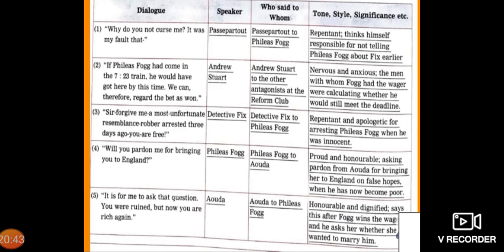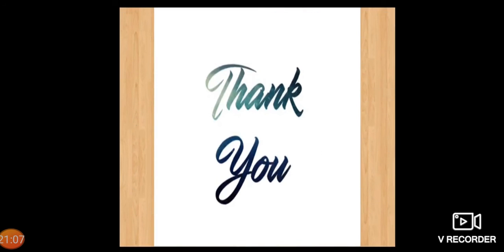he has now become poor. Last one, it is for me to ask that question. You were ruined, but now you are rich again. Speaker is Aouda to Phileas Fogg, honorable and dignified, says this after Fogg wins the wager and he asks her whether she will marry him. Okay, so here we end our brainstorming activity.